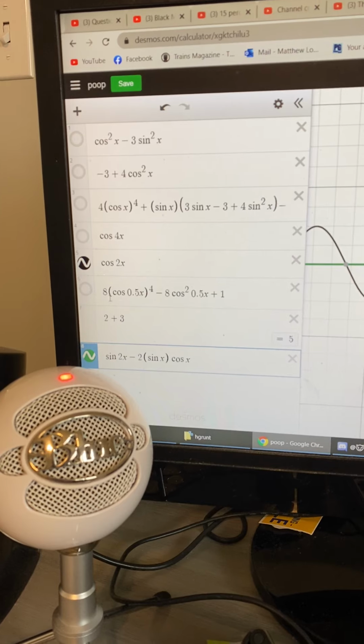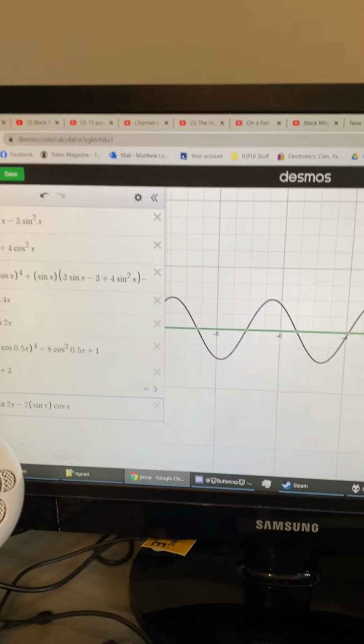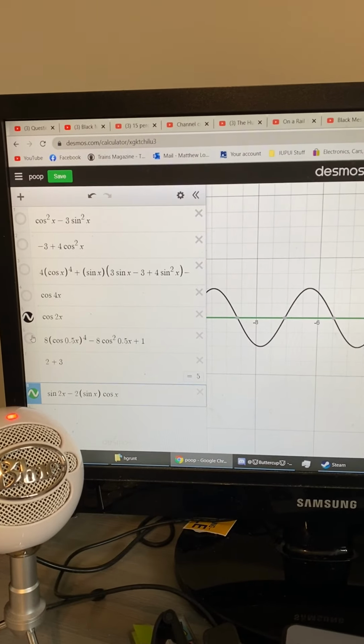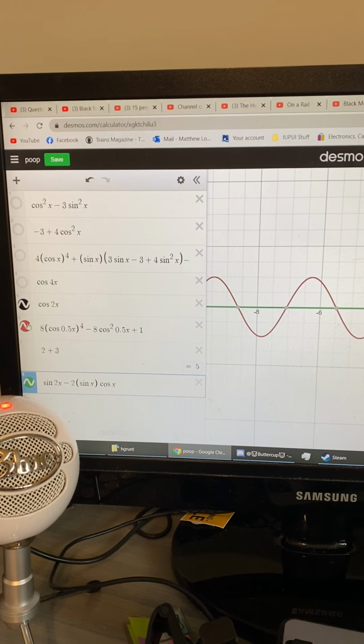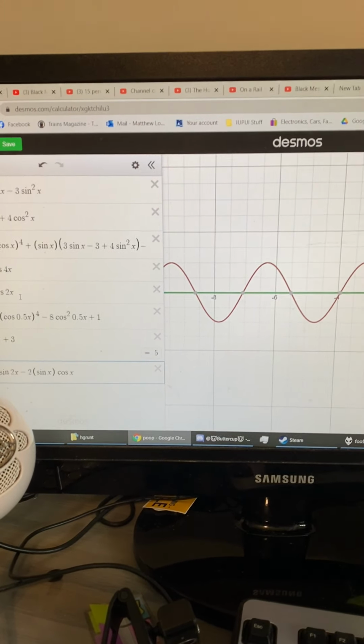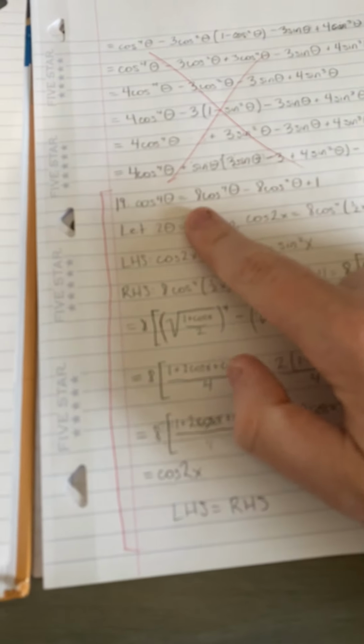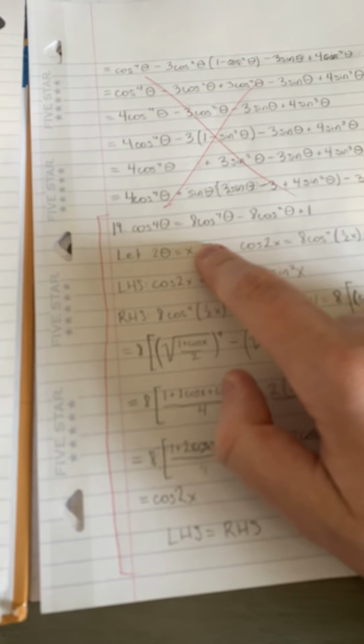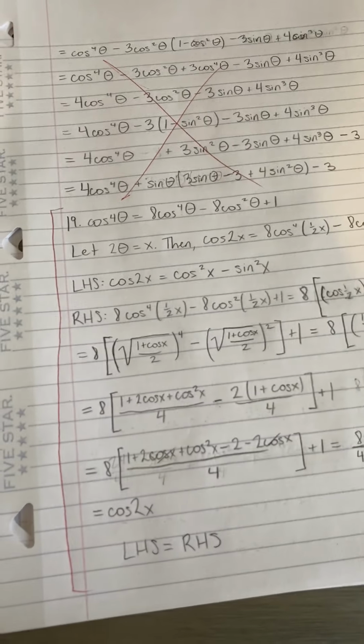So you can see I've made this red graph invisible. And then when I re-enable it, it completely covers up the black graph, which means they must be the same thing. So how did I end up solving or verifying this, and why do I feel so smug about it?